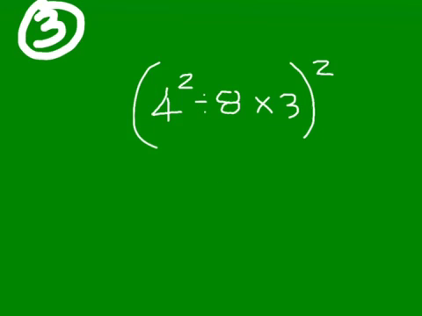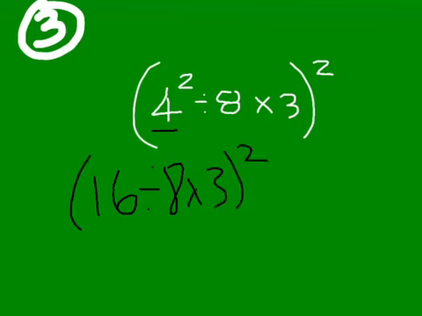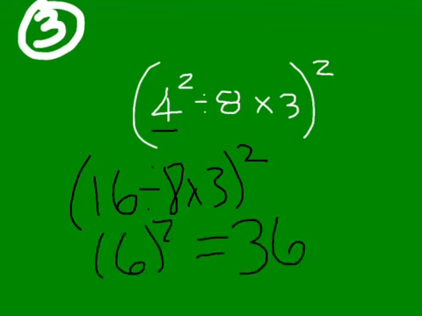Number 3. Okay, so for this one, we do this first. 4 squared is 16. 16 divided by 8 is 2, and 2 times 3 is 6, so we get 6 squared, and 6 squared is 36.